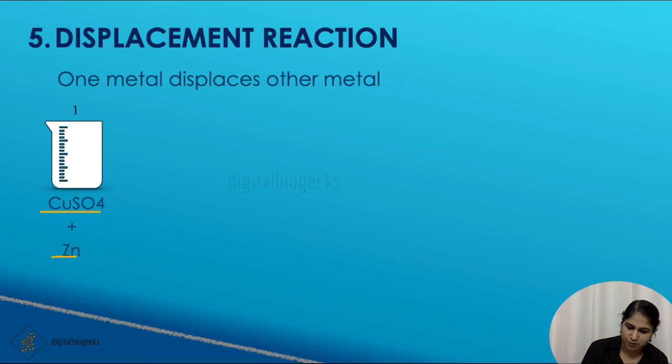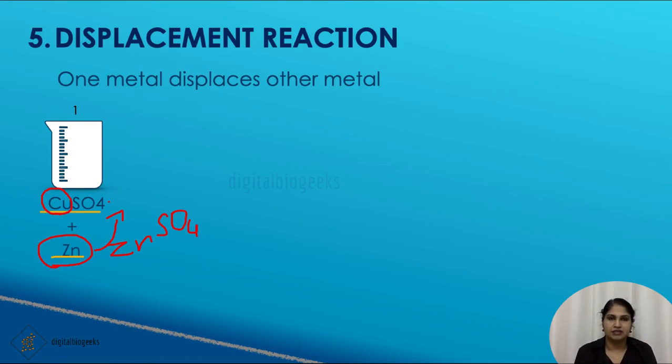Copper sulfate plus zinc. This zinc is more reactive than copper. Now, what will zinc do? Zinc will replace the copper in copper sulfate and produce zinc sulfate. Because zinc is more reactive than copper, zinc displaces copper from copper sulfate and zinc sulfate is formed. The released copper will deposit at the base as a red powder.